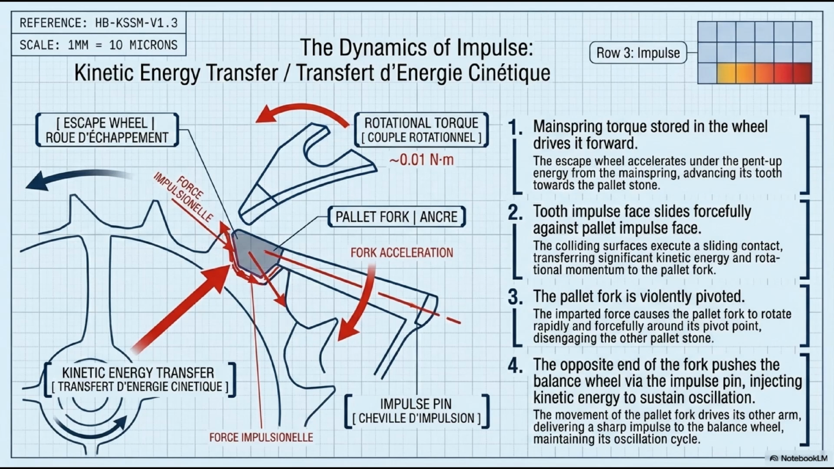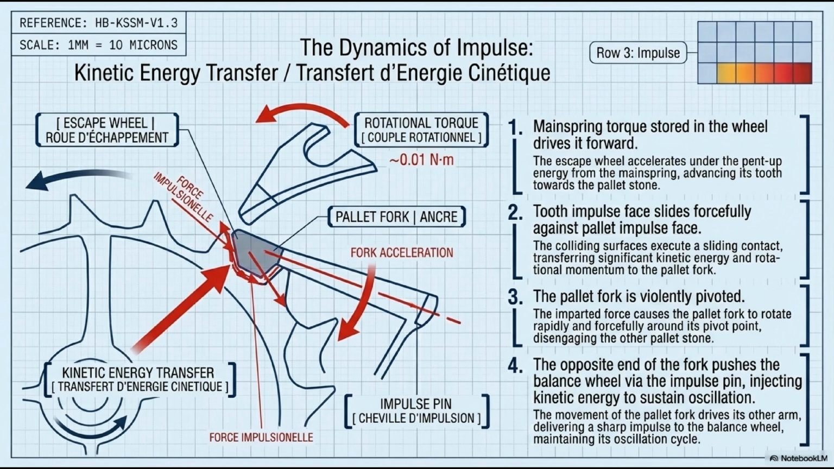This is the energy delivery phase, and this diagram captures what's happening at the force level with 4 labeled steps. Step 1, mainspring torque stored in the wheel drives it forward. The escape wheel has been waiting through the entire rest phase, with one tooth locked and the full gear train torque building behind it. The moment the tooth is freed, this stored energy is released. The wheel accelerates forward.